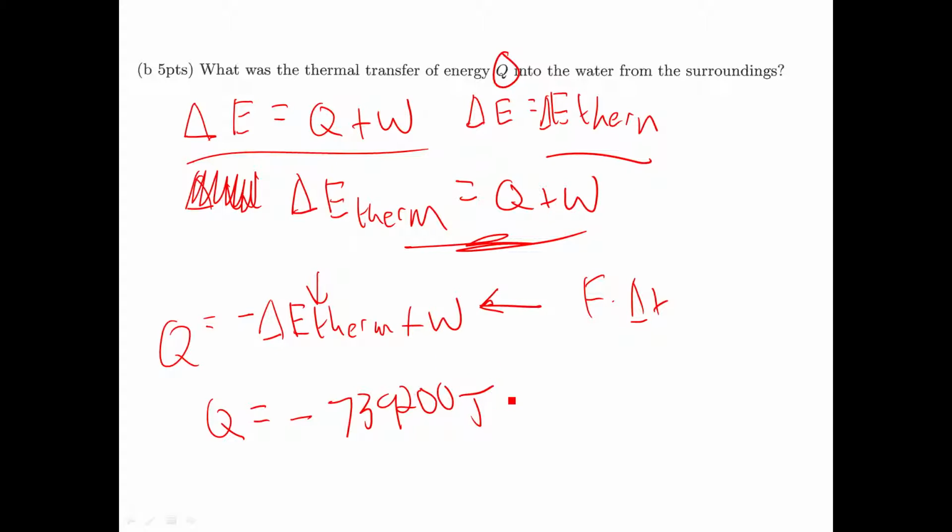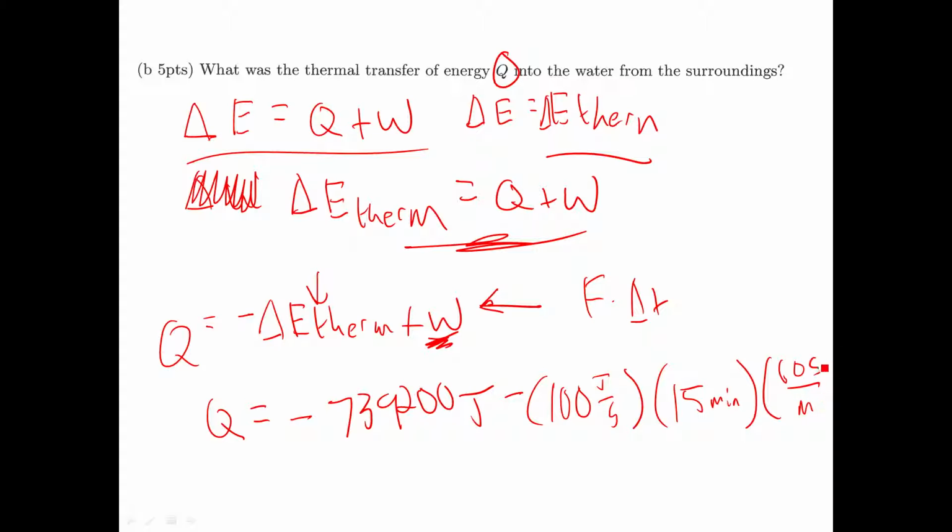joules, minus our work, 100 joules per second, times 15 minutes times the conversion factor of 60 seconds over 1 minute. You simplify all that down and you get 649,200 joules. Really nice, really simple.